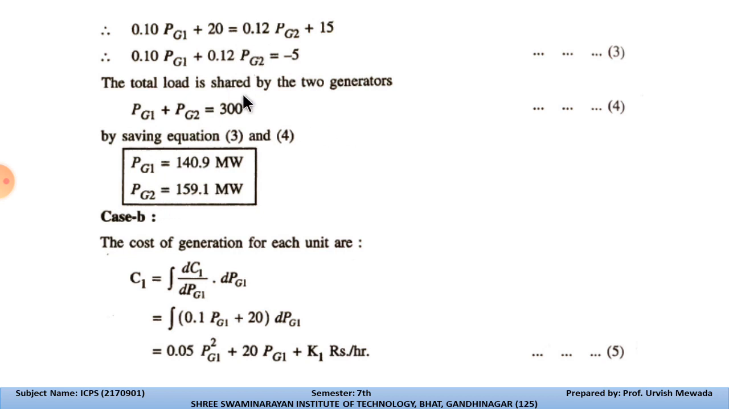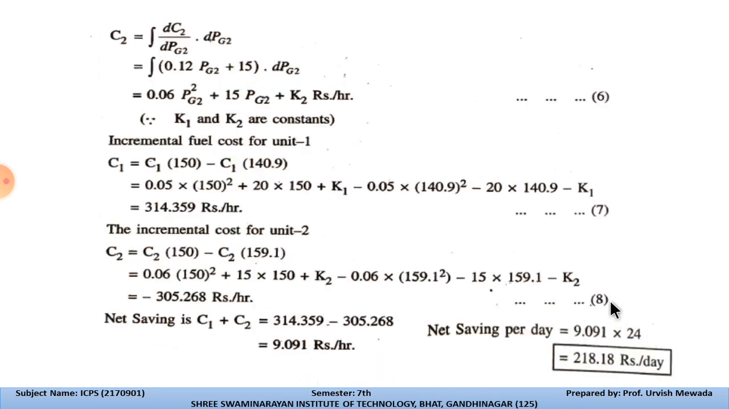Now in the case of B, the cost of the generation for each unit is C1 equal to the integration of dC1 by dPg1 into dPg1. So we can put the values of dC1 by dPg1, that is (0.1 Pg1 + 20) dPg1, and after integrating this value, we will get 0.05 Pg1 square + 20 Pg1 + K1 rupees per hour. So this is equation number 5.